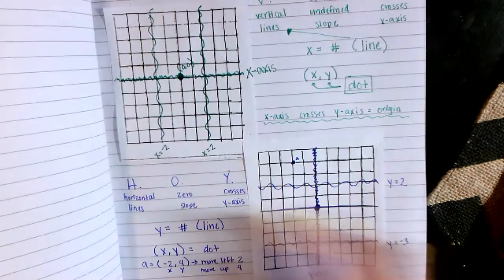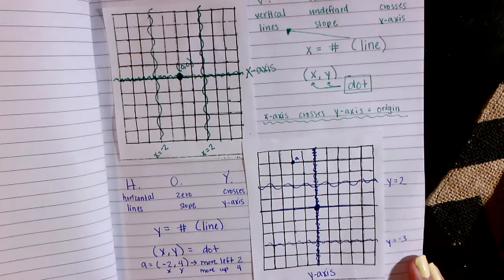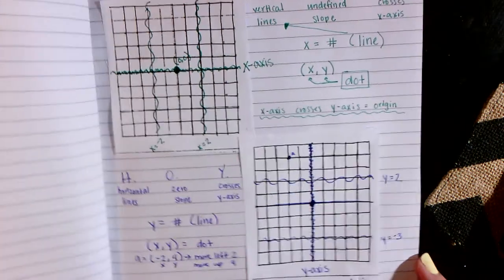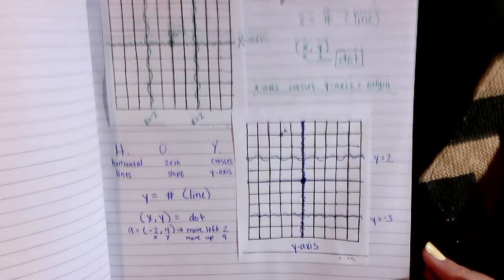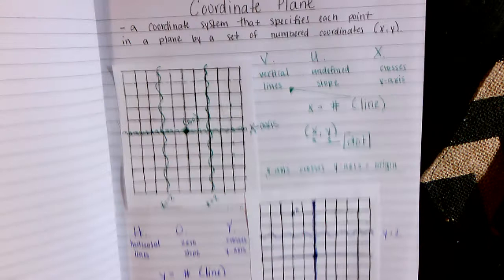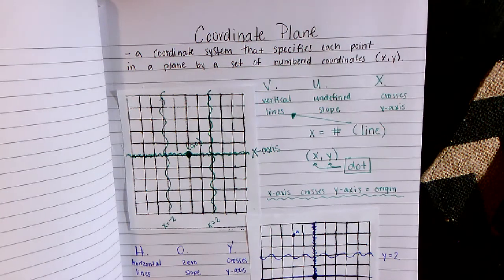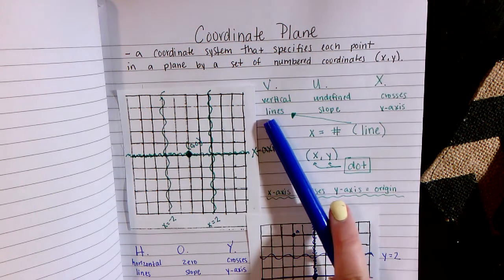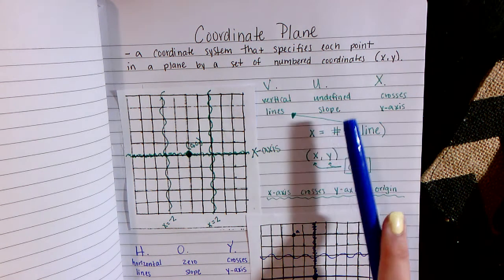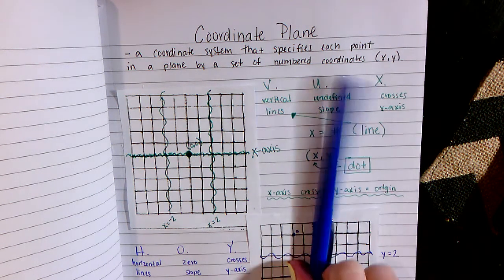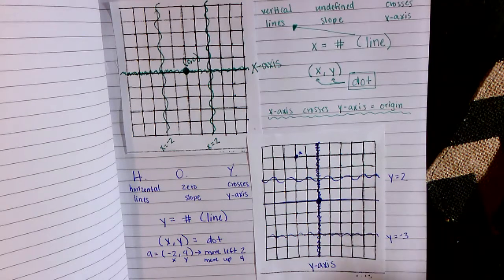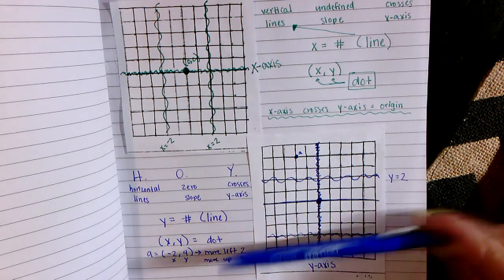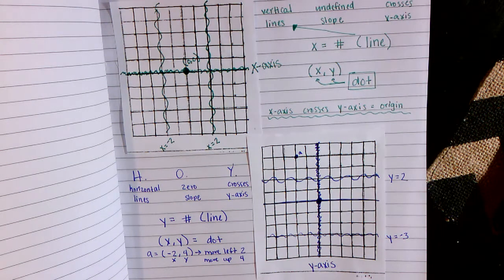So this page is chock full of really good information. Make sure that you wrote it all down, or you printed the copy that I have uploaded on the classroom. So again, you have your x-axis, which is vertical lines that cross through the x-axis. You have an undefined slope, which is just a completely straight line, and it crosses through the x-axis. Or you have your y-axis, which is going to give you those horizontal lines. Y equals different numbers on the y-axis.